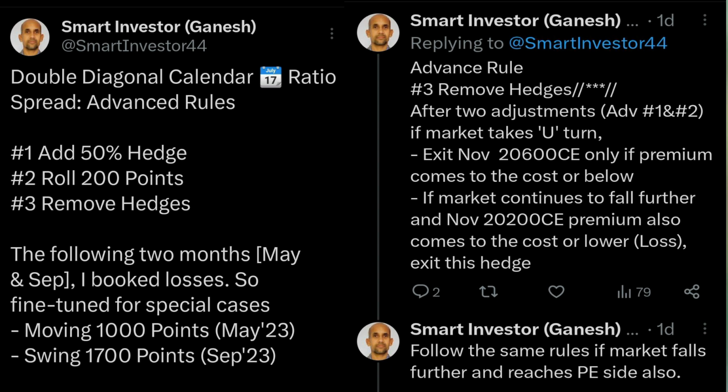The third step is that if, after these 2 adjustments, the market takes a reversal, then we'll have to watch the hedges carefully. If any of the hedges comes to cost price, we need to close them one by one. We'll have 2 hedges by this time, so after 2 adjustments, we'll have 2 hedges.